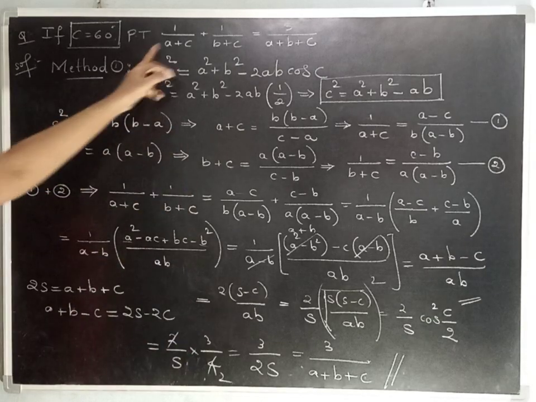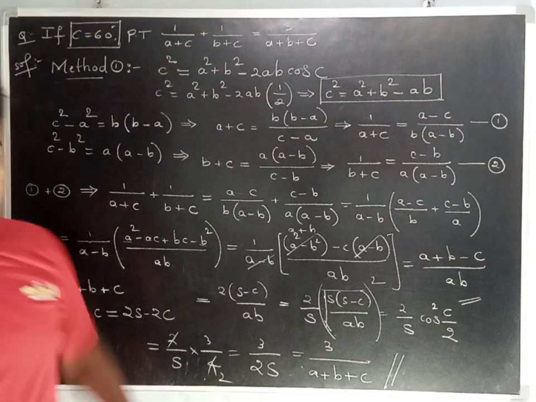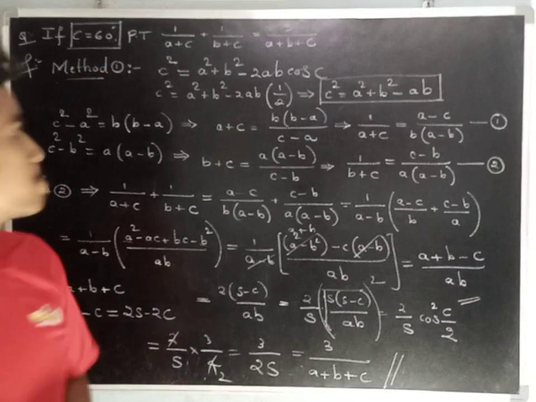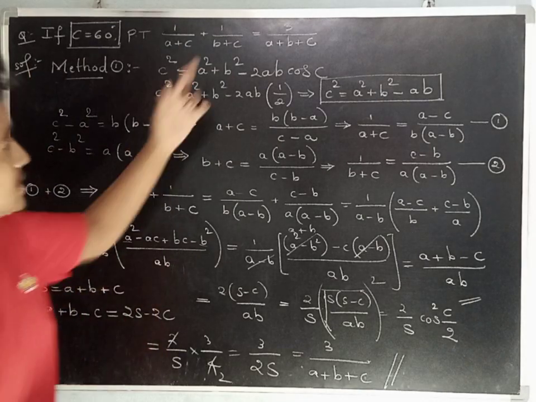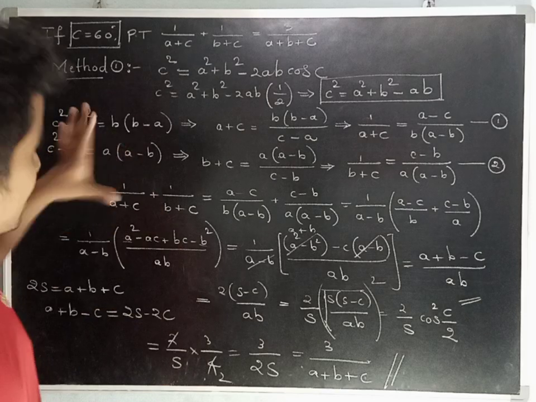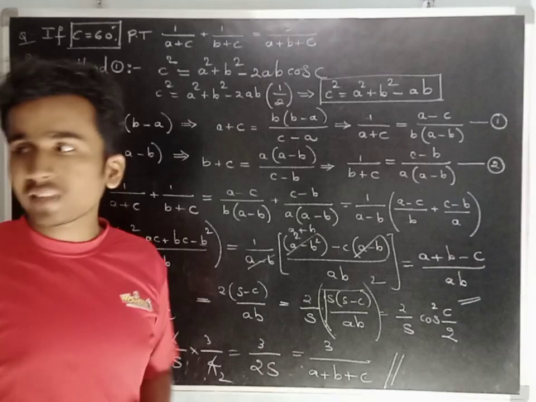Like this we can prove the given relation, given that angle C is 60 degrees. This is one way that we can prove this relation. The same relation can be proved in another method also.